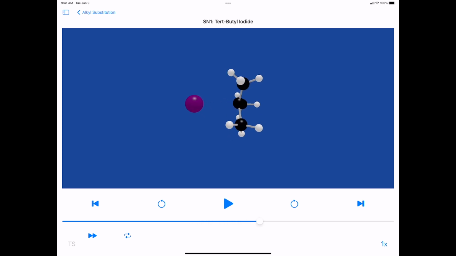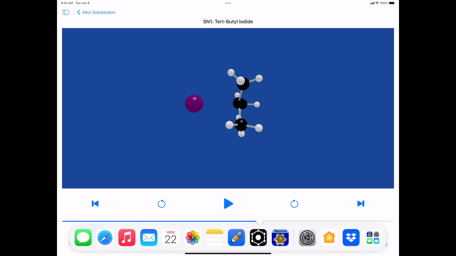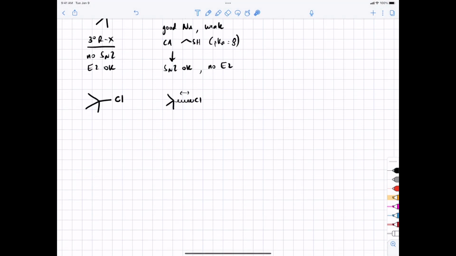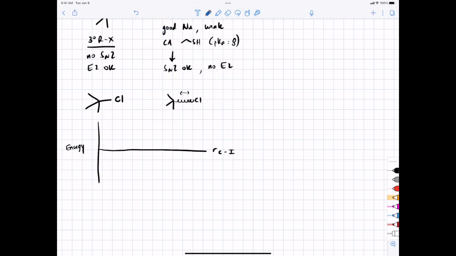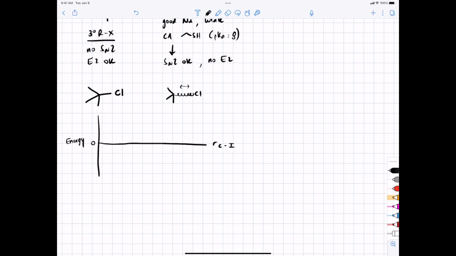Now, sometimes people have a hard time with that conceptually. What makes the iodide just leave? And the answer is, if we plot potential energy versus distance between carbon and iodide, we would see at infinite distance, here is energy 0. At infinite distance, they don't interact with each other.